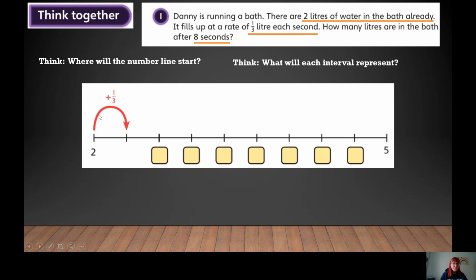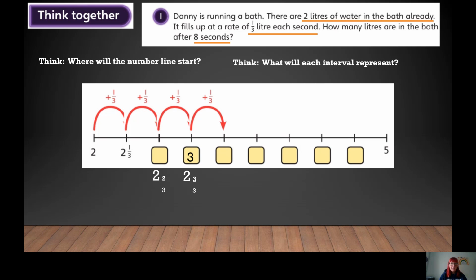All right, start with 2, 2 plus 1/3. So after the first second, 2 1/3 litres. And then we've got another third. So that's 2 2/3 litres. And another third, 2 3/3, or 3 litres.